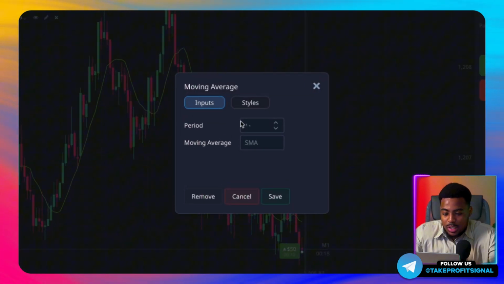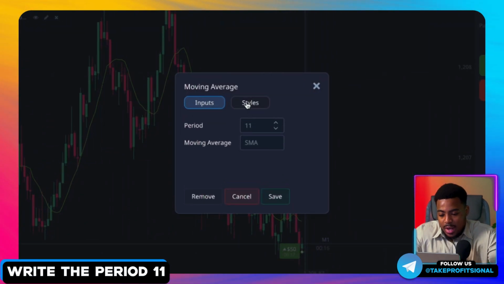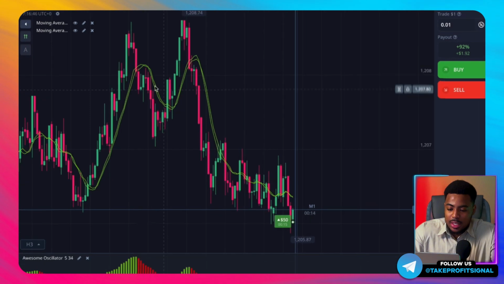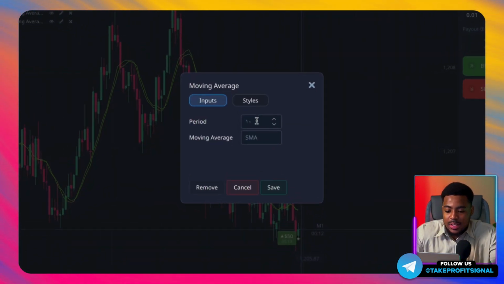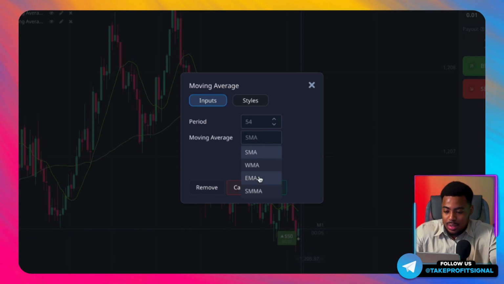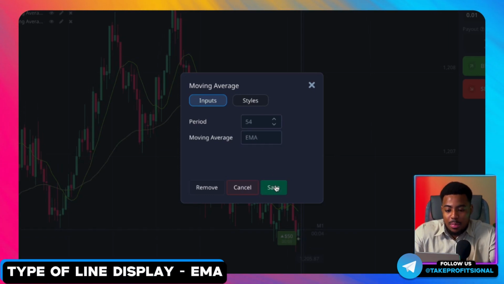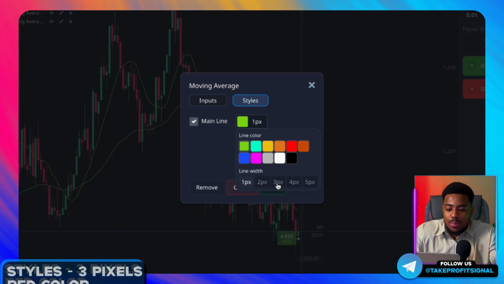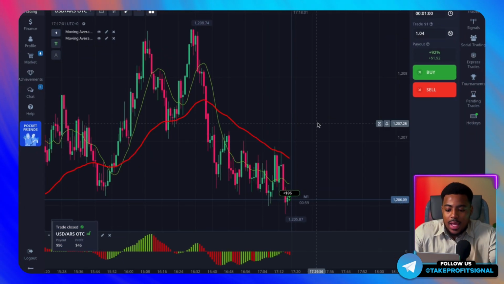We go to the first indicator, we write the period 11. We can change nothing in the styles. On the second indicator, we change the period to 54 and for the type of the display we put EMA. And for the styles we put 3 pixels, red color, and save.